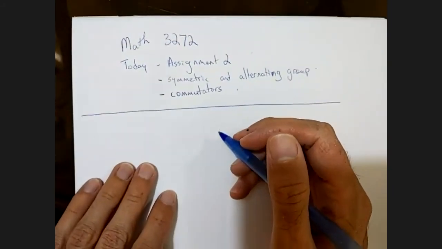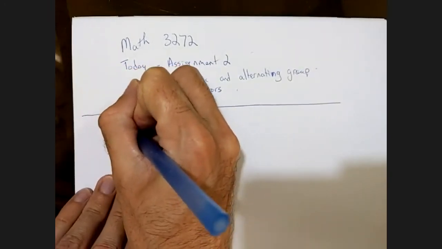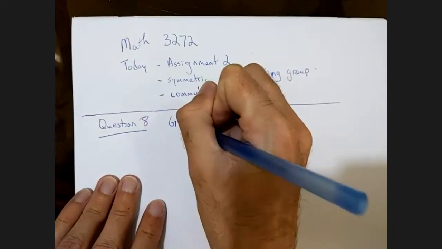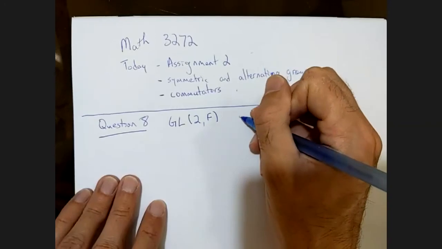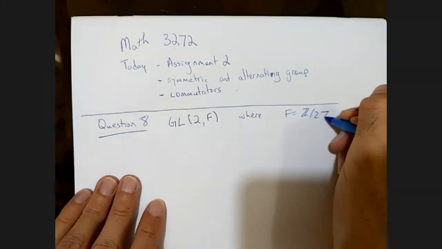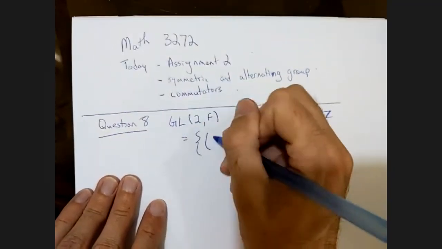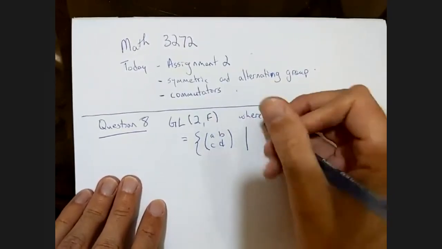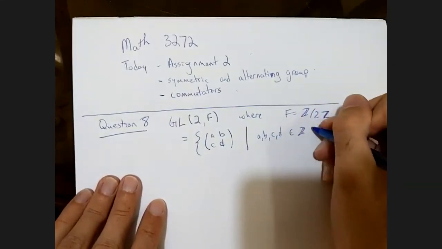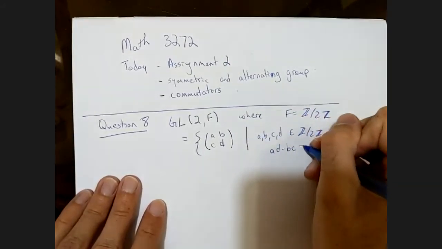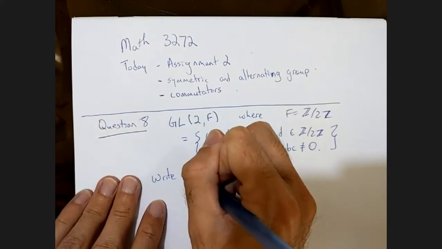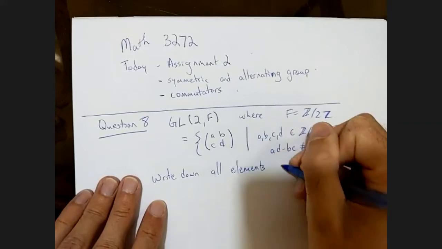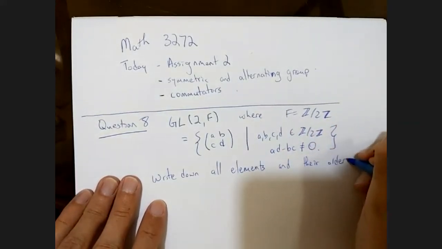Okay, so let's start with question 8. We're looking at this group GL2F, where F is Z mod 2Z, and GL2F is then the 2x2 matrices A, B, C, D, such that A, B, C, and D are in Z mod 2Z, and AD minus BC is not equal to 0. Okay, and then the question is, write down all the elements and their orders.